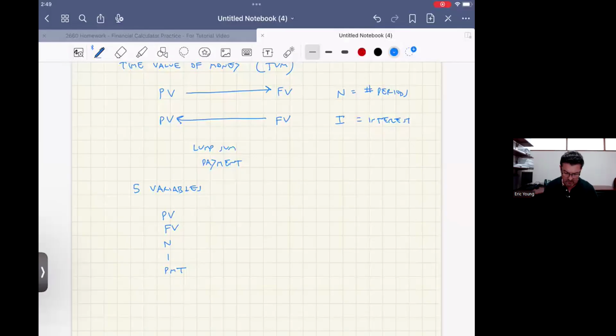Okay. We're here. We're going to have these 5 variables. We're just going to find the one that's missing. We're going to enter data in and pull it out. Calculate it, and we're good.